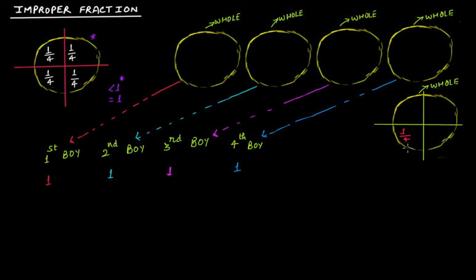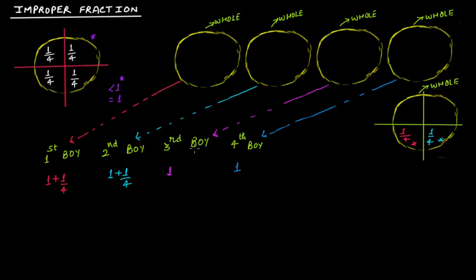This part will go to this guy, and therefore this boy will have 1 plus 1 by 4 pizza. Similarly, this person will get this portion 1 by 4, and this will go to this guy, and therefore this boy will have 1 plus 1 by 4 pizza. Okay.